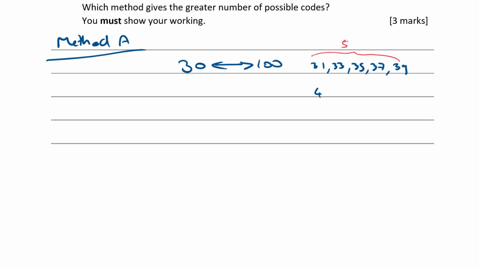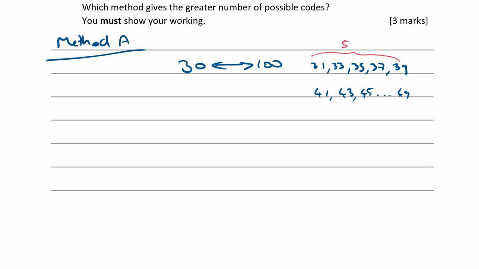Or it could be 41, 43, 45, and so on, up to 49. And then there'd be 51, and so on, up to 59. And that goes down to 99, doesn't it? So I've got 5 numbers in the 30s, 5 numbers in the 40s, 5 numbers in the 50s. How many rows have I got altogether? 30 up to 90, 3, 4, 5, 6, 7, 8, 9. So I've got 7 rows, haven't I? So then that means I've got 5 times 7, I've got 35 possibilities.